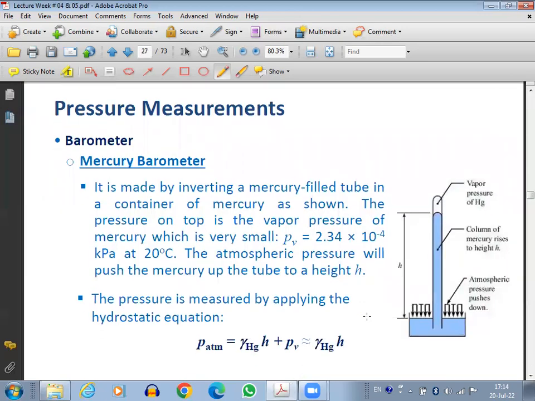Now let's talk about pressure measurements. Barometer. Did you study barometer before? Do you understand the concept of barometer?